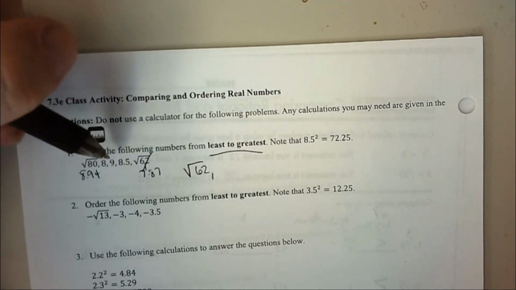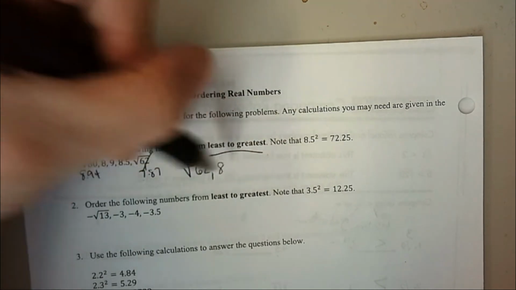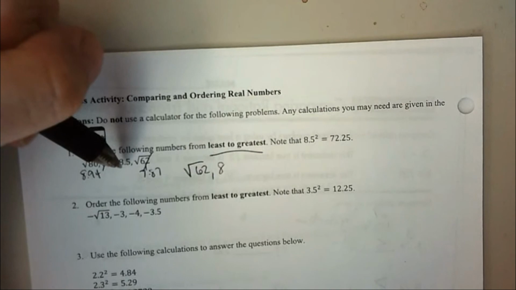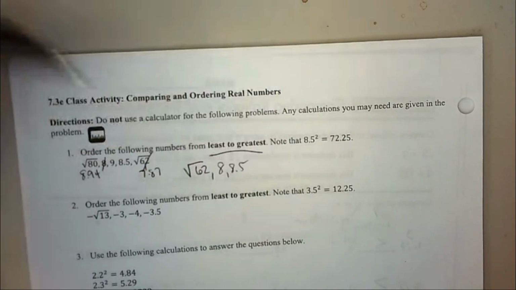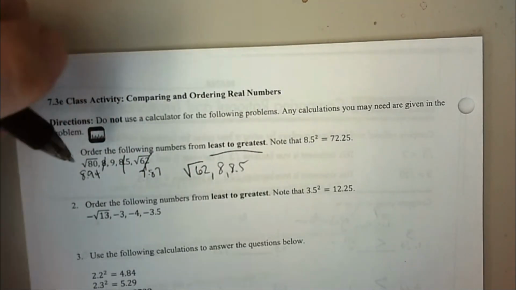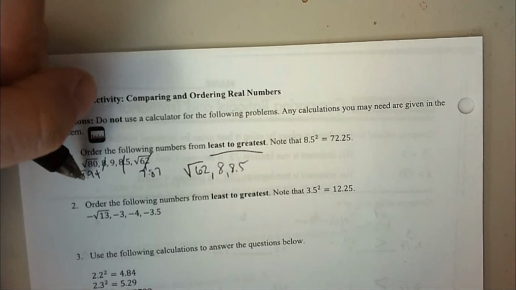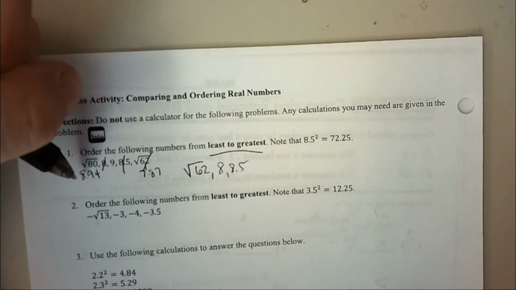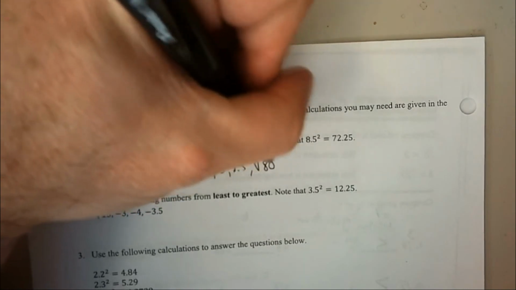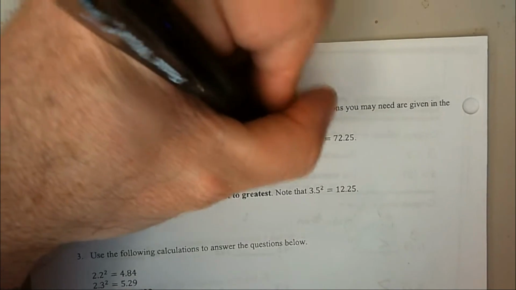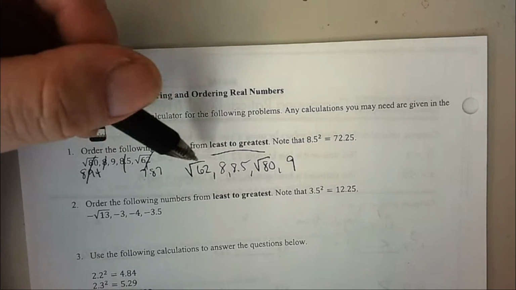Okay, so then I look for my next smallest number. I see it's going to be 8. Next smallest I have is 8.5. Then I have 8.94 or 9. Well, 8.94 is the next smallest, so I'm then going to write the square root of 80 because that's what it was, and then I have 9. Okay, so this has been ordered least to greatest.